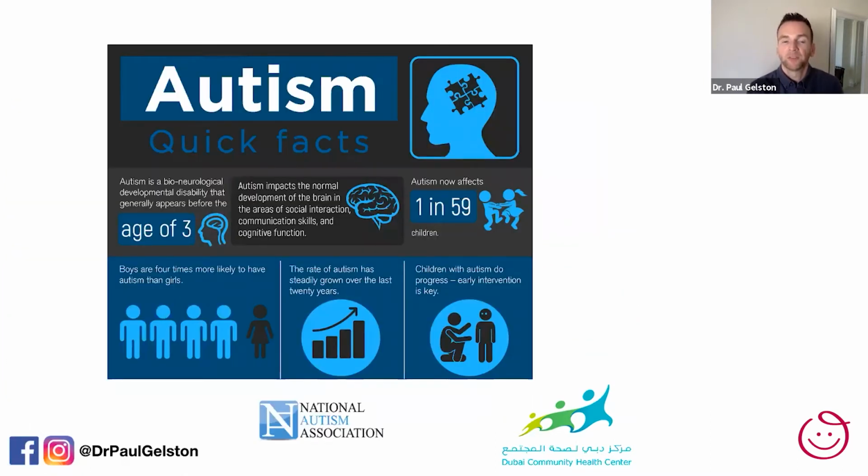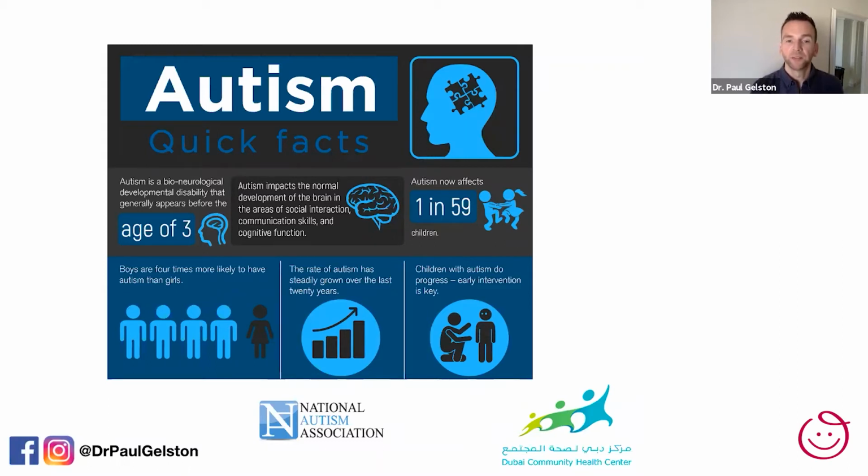So just some quick facts about autism, and this is from the National Autism Association. Boys are 4 times more likely than girls to have autism. So for every 1 girl that's diagnosed, there's 4 boys diagnosed with autism. And really that's for different reasons. I think there's an underdiagnosis of autism in girls to begin with. But secondly, there are studies highlighting the role of testosterone and how that may be associated with some signs or symptoms of autism. But there's no clear answer for that, really.